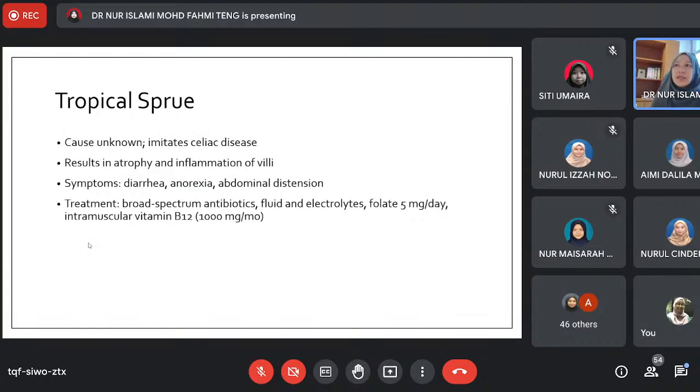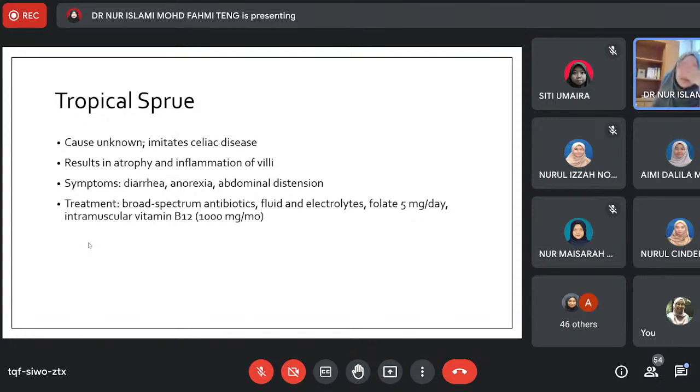Next is tropical sprue. The cause is unknown. It imitates celiac disease. Tropical sprue results in atrophy and inflammation of the villus. The symptoms include diarrhea and abdominal distension, and this is the treatment: broad spectrum antibiotics, fluid and electrolytes, folate, and also intramuscular vitamin B12.